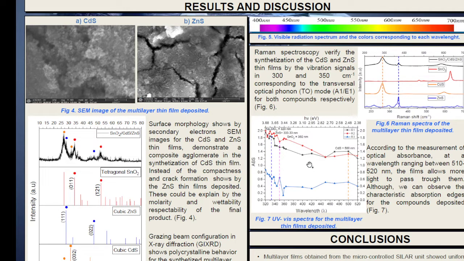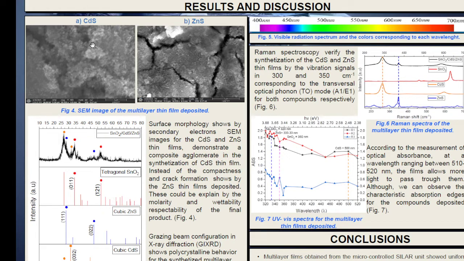UV-Vis spectroscopy, to understand the morphology, optical properties and crystallographic properties of the multi-layer thin films. In the SEM images, first of all, configured by the secondary electrons, we can observe composite agglomerates for the cadmium sulfide, and compactness and crack formation for the zinc sulfide.